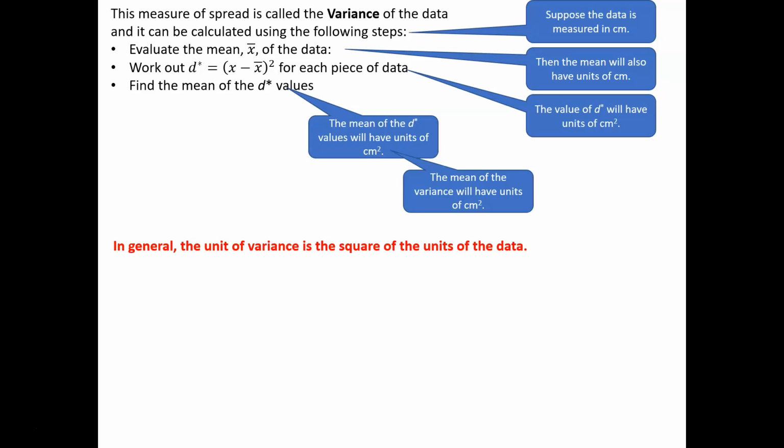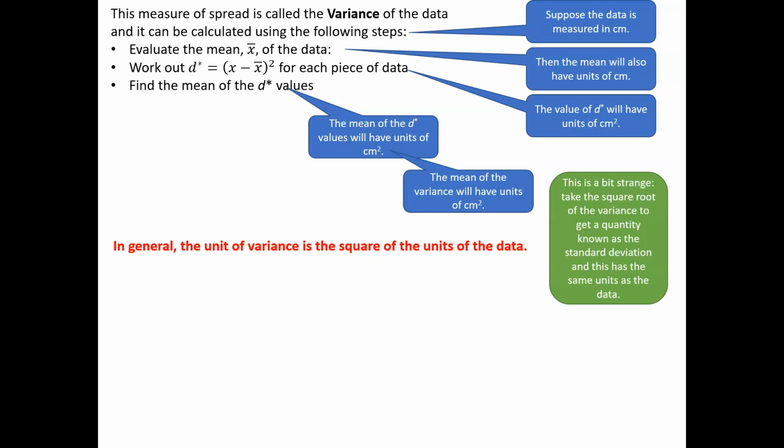Now, in general, the unit of the variance is the square of the units of the data. So if the original data is in minutes, the units of the variance will be in minutes squared. If the units of the data is kilograms, then the units of the variance will be kilograms squared. Now, I find kilograms squared a really strange unit to have, and this can often be rather strange. So there's an obvious way around it.